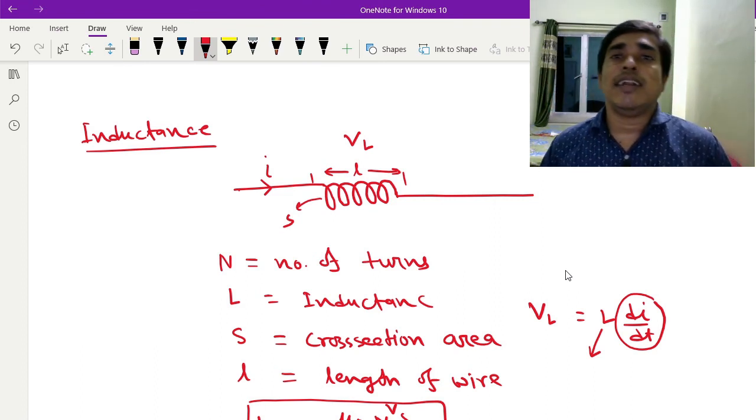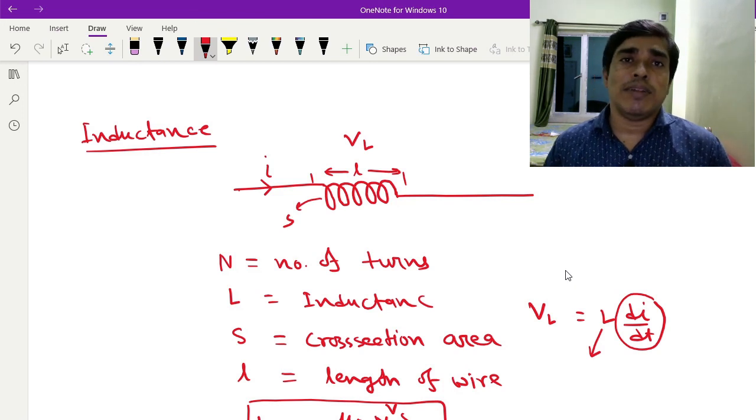Time varying and time invariant parameter network. A time varying network means the network parameters depend upon time. It's called a time varying network.